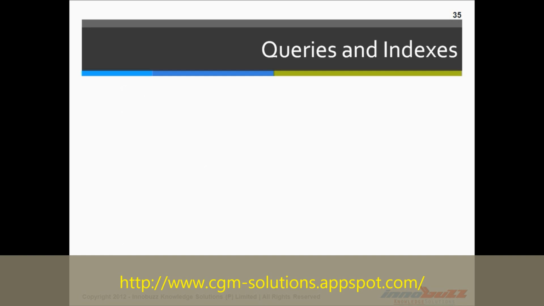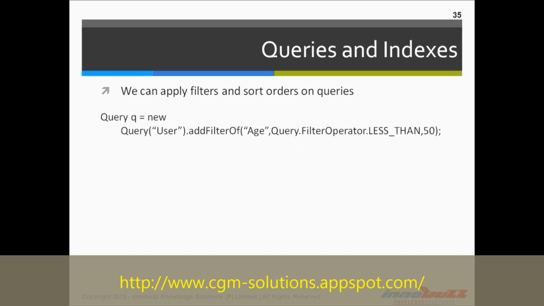We can also apply sort orders and filters on a query. For example, with the help of addFilter, we can filter the ages that are less than 50. With the help of the sort parameter, addSort, we can sort the names of the entities in ascending order or in descending order.